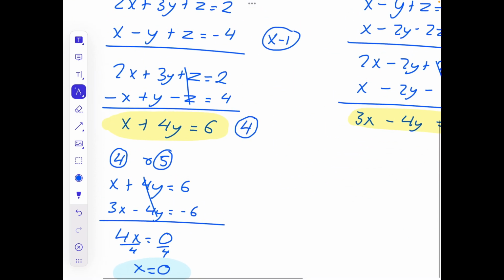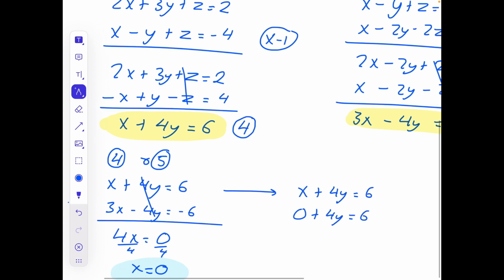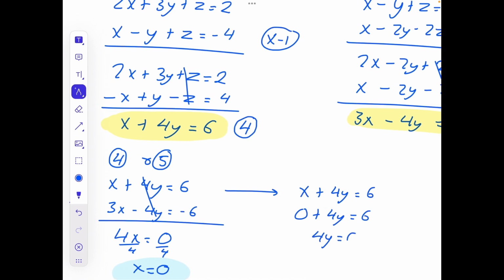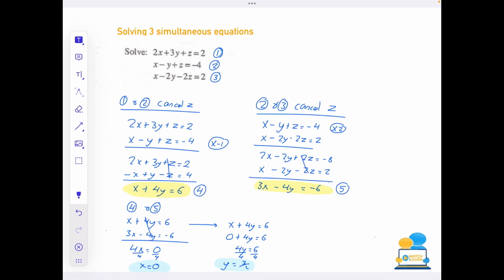Now we are going to take either equation 4 or equation 5. I'm going to go with equation 4. We know x is 0, so I'm going to replace x with 0. We are then left with 4y is equal to 6. Divide both sides by 4. We get that y is equal to 6 divided by 4, into your calculator, and it will give you 3 over 2. If you wish, you can change that to 1.5. I'm just going to leave it as a fraction. So that's my y. Now we found our x, we found our y. All we're looking for now is z.